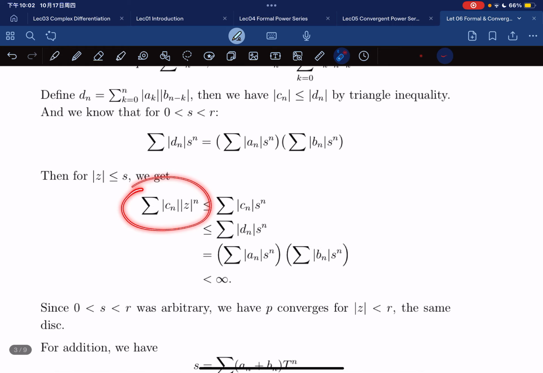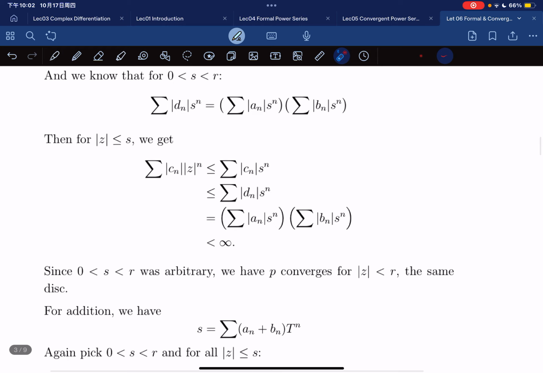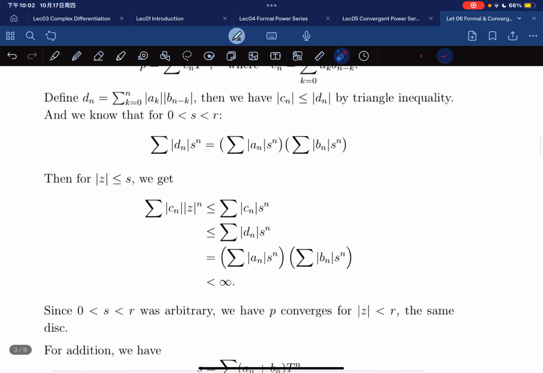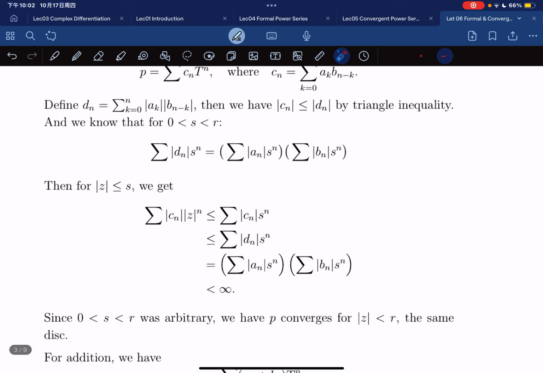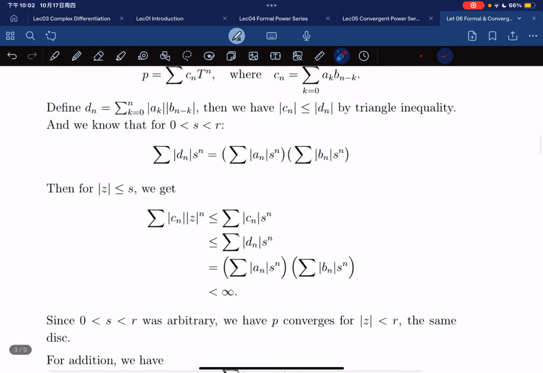This shows that this converges, but s is arbitrary, so the product P converges for all |z| less than r. Because we already have absolute convergence, it implies convergence.